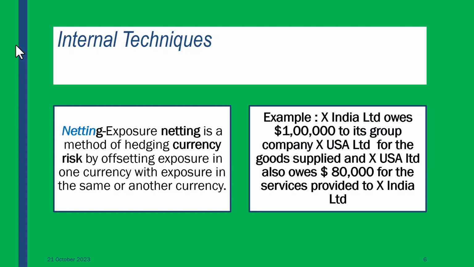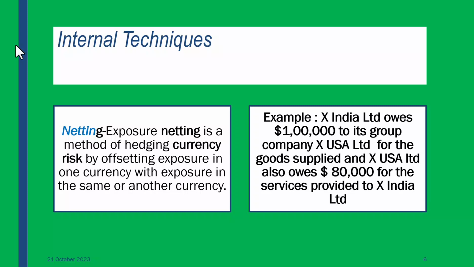Let's take an example. Just read, Yash. X India Limited owes $100,000, or 1 lakh dollars, whatever you want to call it, to its group company X USA Limited for the goods supplied, and X USA Limited also owes $80,000 for the services provided to X India Limited. So both the companies have respective dues, so they can always net it off, and only the balance can be paid. That means the foreign currency risk is eliminated to the extent of netting.